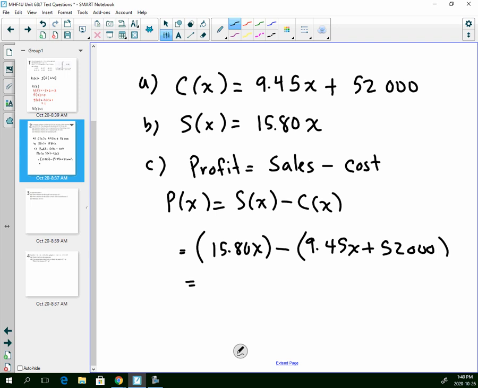And then I just have to subtract the values for x. So we just have to subtract 15.80 minus 9.45, which is 6.35x, and then minus 52,000. So that would be my profit equation. Okay, and then once I had that, they might ask me a certain number of units. So that's a typical combining function where you have two functions that you either want to add together or subtract or maybe even multiply.